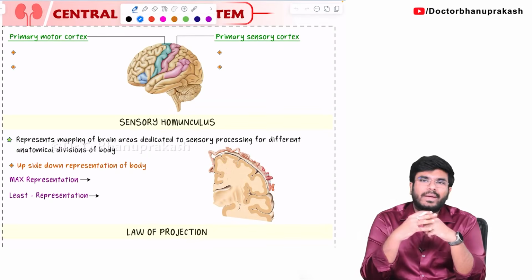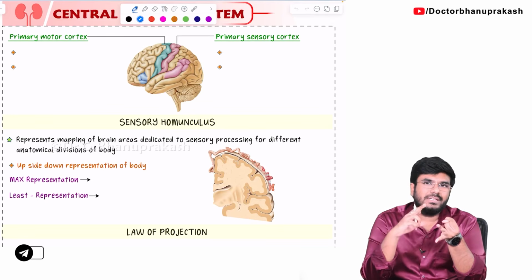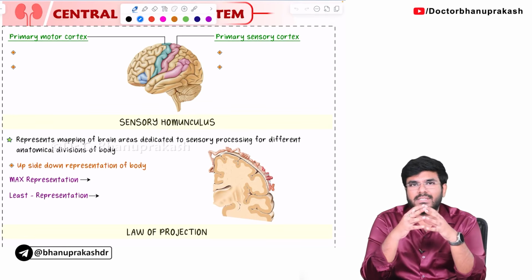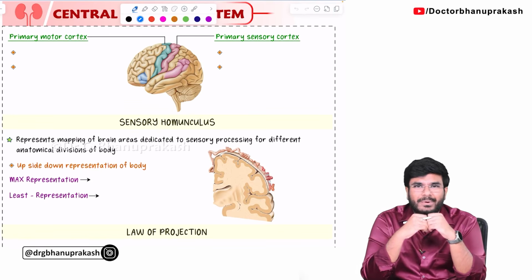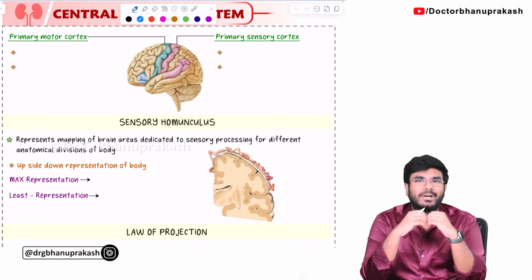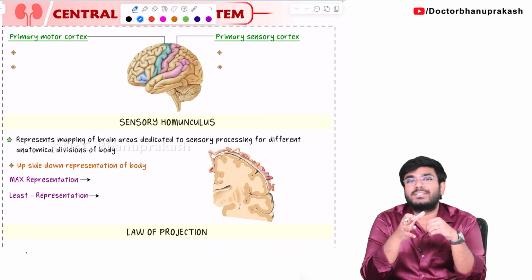Welcome back guys. After discussing the ascending tracts, that's the anterolateral tracts as well as the dorsal column tracts, now we'll be discussing the areas where this information is going. We'll be discussing the somatosensory cortex now, where exactly the somatosensory cortex is located and where exactly the motor cortex is located.